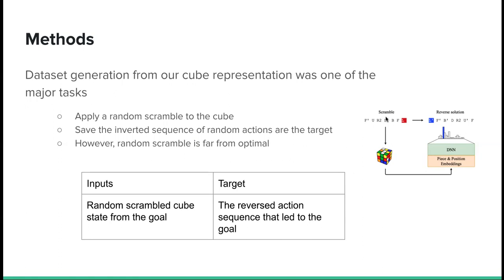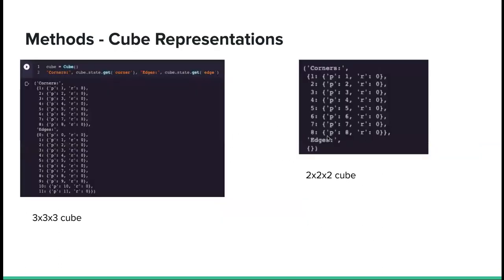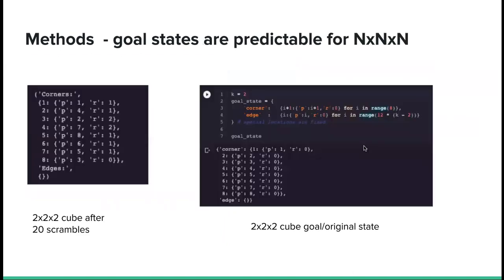But we note that the random scramble is far from optimal. This isn't the best way to get back necessarily to the solved cube. Maybe we could do it in 4 moves instead of 6. And that's what we aim to solve. So here's how we represented our cube. We use P to represent the position and R to represent a flipped or twisted state. And we note that goal states are predictable for n by n cubes. What this means is that we know what the goal is for any cube, regardless of what n is, right? We just want all the pieces to be in the proper positions with no flips or twists. And that's exactly represented here on this slide.